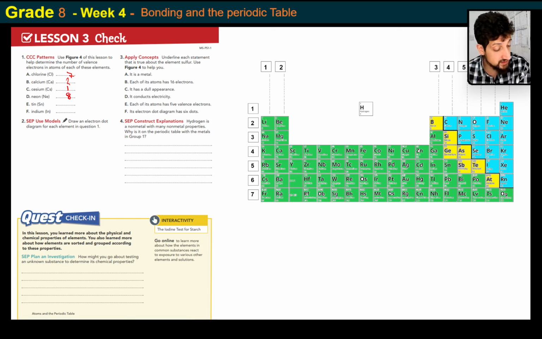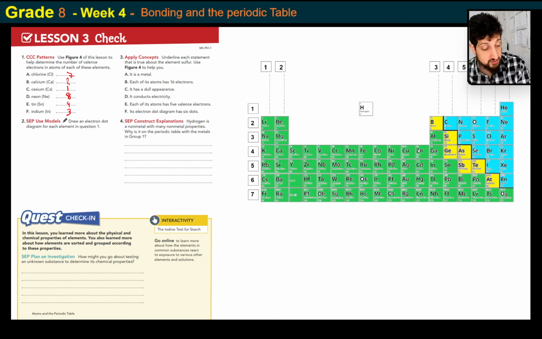Tin, well, that's a bit of a tricky one. It's in group 4, so it has 4. Okay, and then because that's tin over here. Okay, so it's in group 4. Indium, that's in group 3, isn't it? Indium, yes it is, it's right here. And so it has 3.